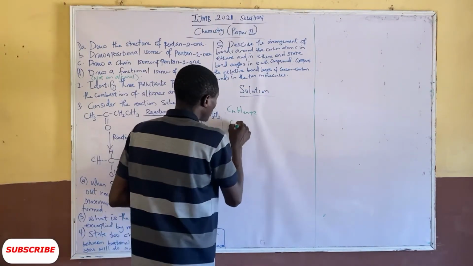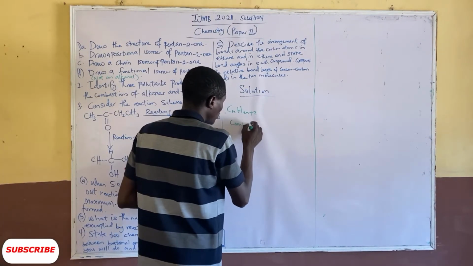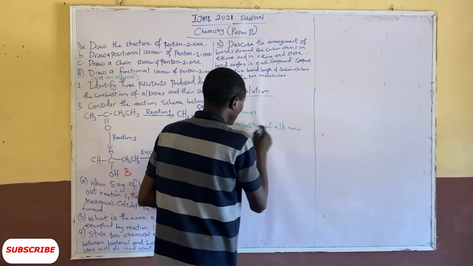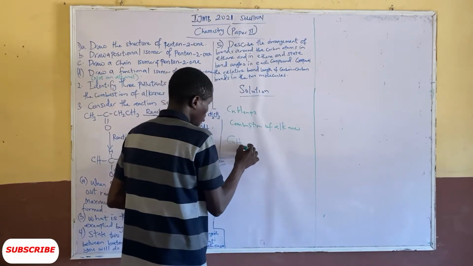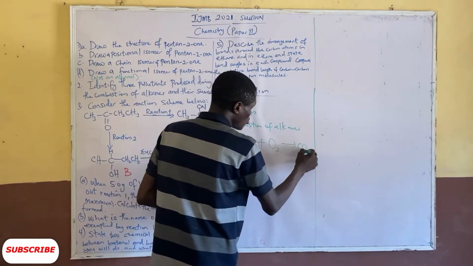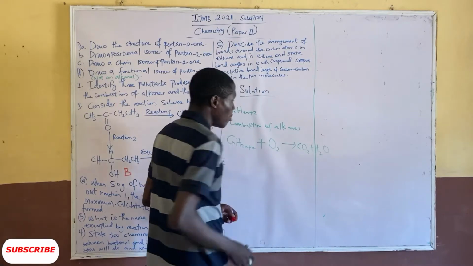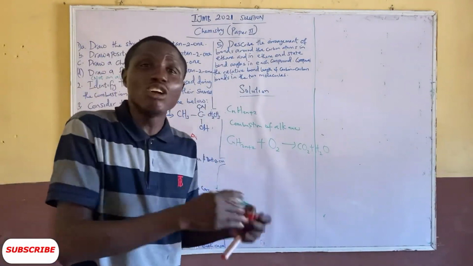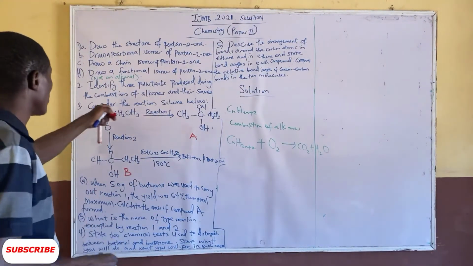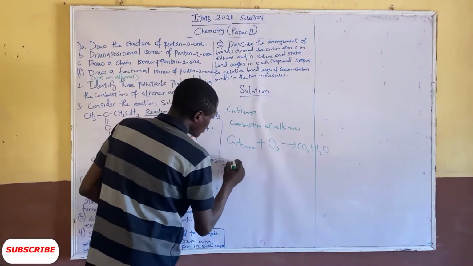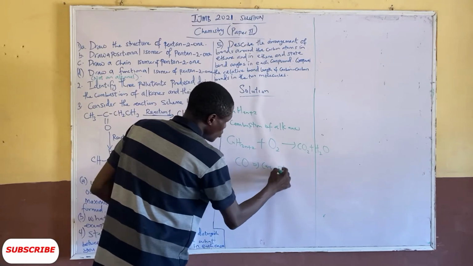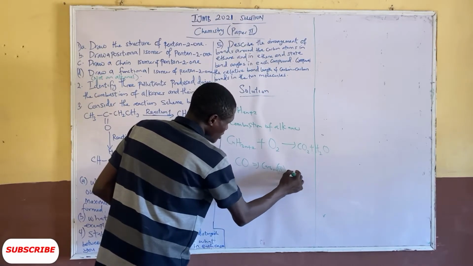Now, when I talk about combustion of alkanes, we are talking about alkanes plus oxygen to give CO2 plus H2O. But there are some pollutants that are produced along with these products. For instance, if there is incomplete combustion of alkanes, definitely you are going to have CO, carbon monoxide. This is carbon monoxide.